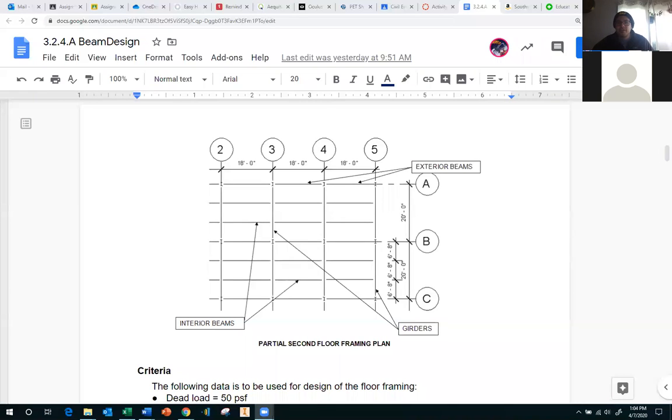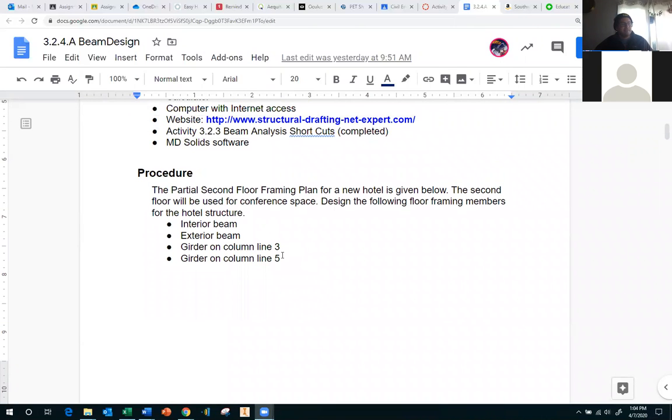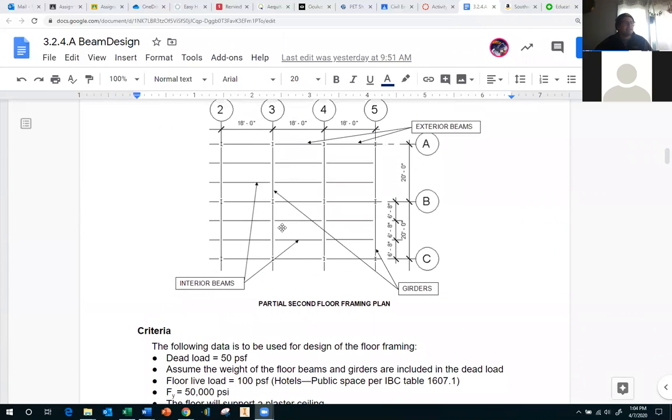All right, class, so I wanted to go over a couple things related to the exterior beams along with the girder on column line 3 and column line 5. Last week I focused my Zoom lesson specifically on going step by step through the interior beams, and we ended up determining that a 12 by 16 beam was going to be adequate. Well, the next question that's going to be asked is, what should the size of your exterior beams be?